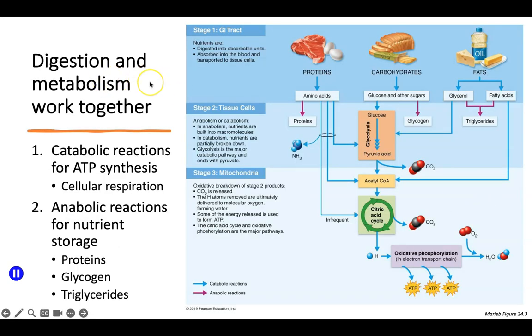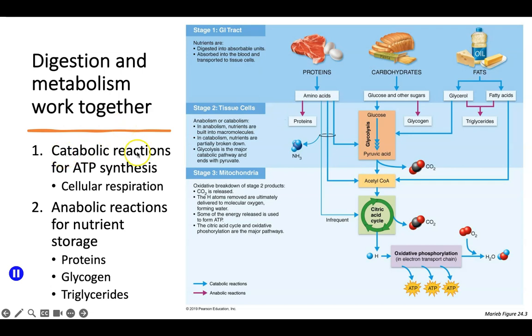Note that digestion and metabolism are going to work together. So there's a lot of overlap there, but they are technically different things. So the GI tract is involved in digestion and absorption. The breakdown of these nutrients, proteins, carbohydrates, and fats, would be through metabolic reactions. And then you can see that those metabolic products are going to travel through the body into your tissues, where they are going to be metabolized.